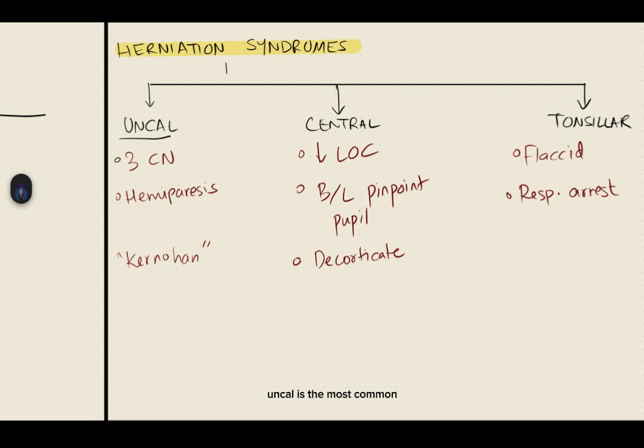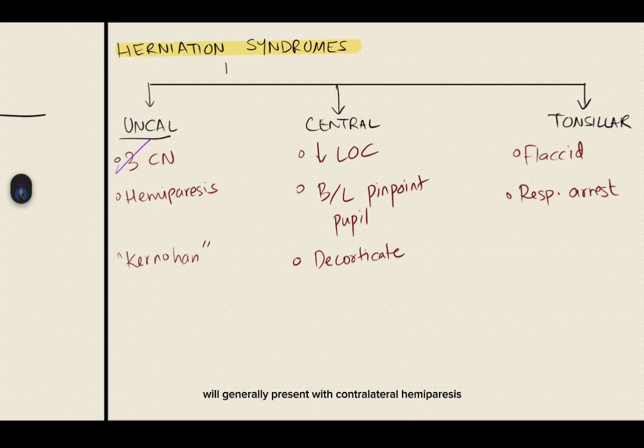Uncal is the most common and clinically significant herniation. It presents with third cranial nerve compression. So the patient is going to have anisocoria, ptosis, and pupil non-reactivity and dilation eventually.